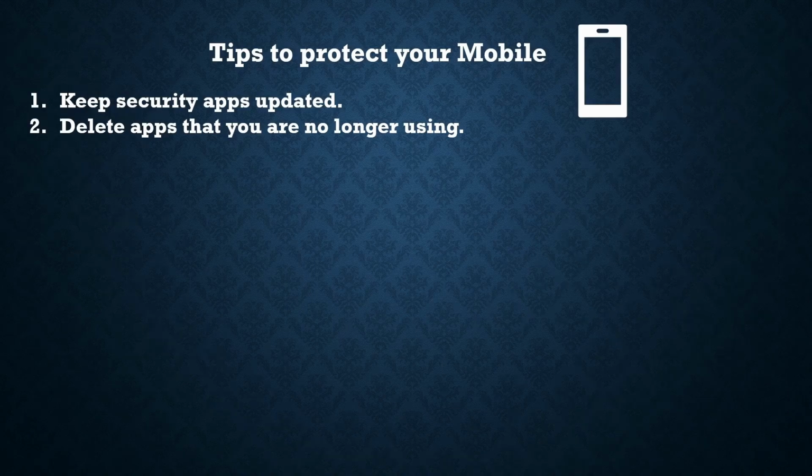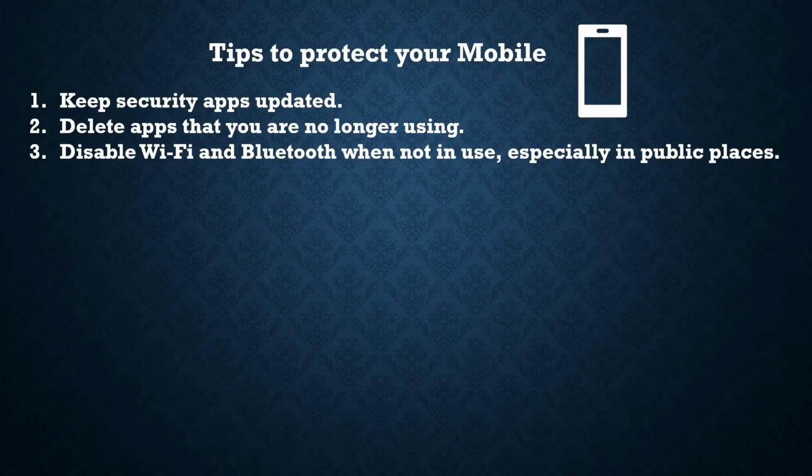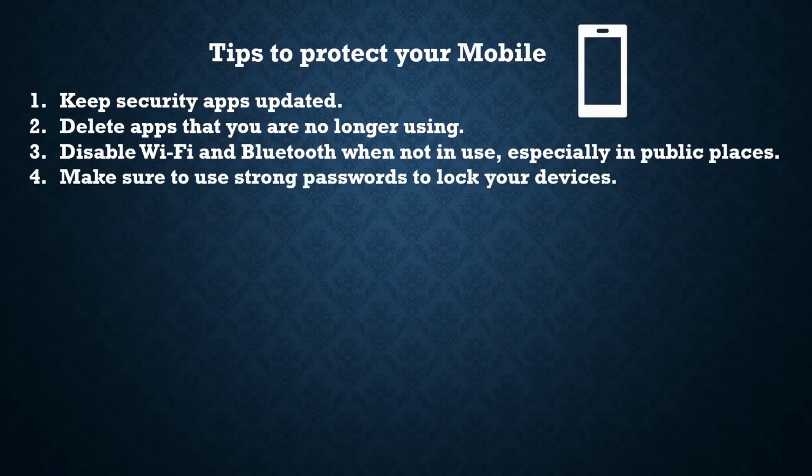Let's see the third tip, that is disable Wi-Fi and Bluetooth when not in use, especially in public places. I have this habit of disabling Wi-Fi and Bluetooth when I'm leaving my house. So you guys can also do the same. When you are leaving your home, just disable the Bluetooth and Wi-Fi and then go. Let's see the fourth tip, that is make sure to use a strong password to lock your devices. We will learn more about creating strong passwords in an upcoming episode. For now, just make sure that you are using a strong password. A strong password means your password contains uppercase letters, lowercase letters, special characters, or even spaces.